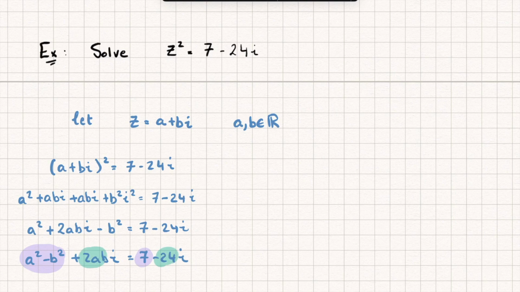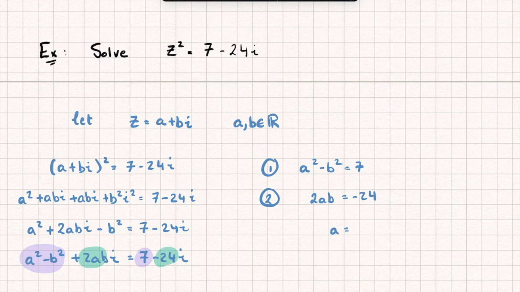So let's write this out as a pair of equations that we now know to be true. We know a squared minus b squared is equal to 7, and we know 2ab is equal to -24. So now we have a pair of simultaneous equations that we need to solve. How could we solve these? Well, I'm going to use substitution. I'm going to rearrange the second equation to make a the subject.